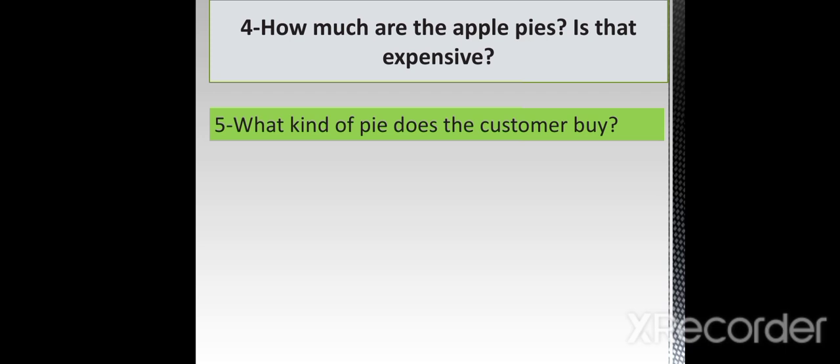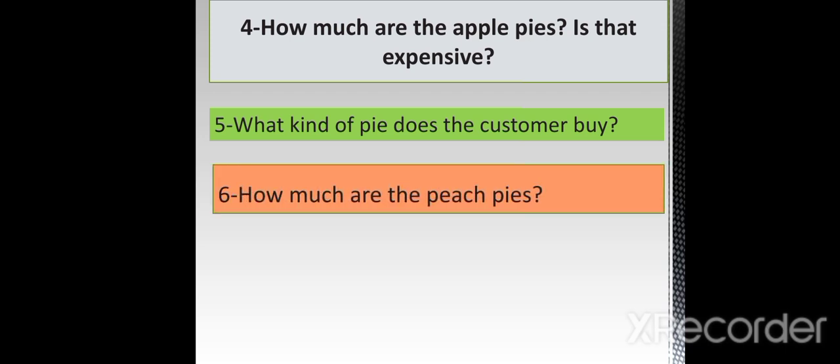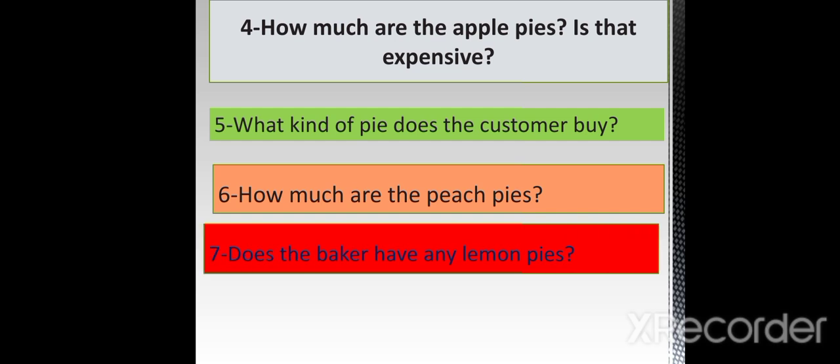What kind of pie does the customer buy? Yes, he buys peach pies. Peach pies. How much are the peach pies? They're 5 pounds each.